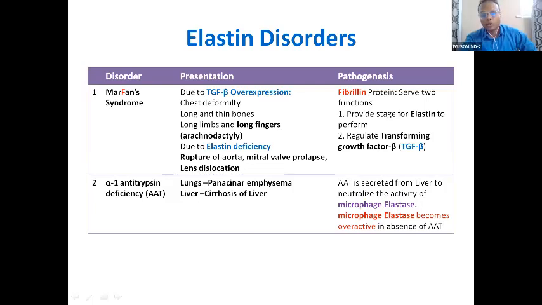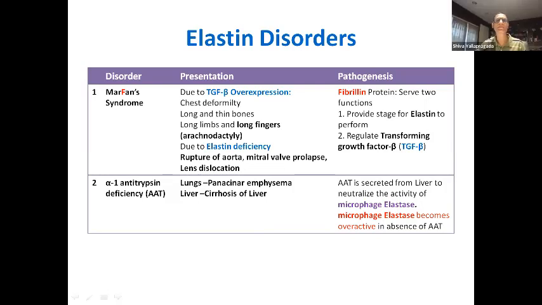And when there is no mouse trap, what will happen? Mouse will go wild. Macrophage elastase will become overactive, and it will eat up all the elastin that is present in the lungs.